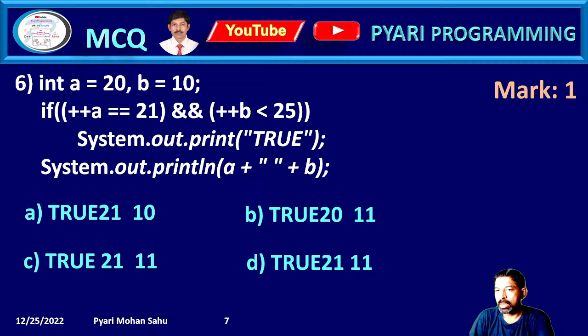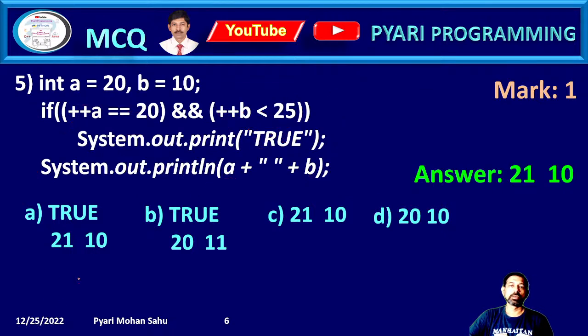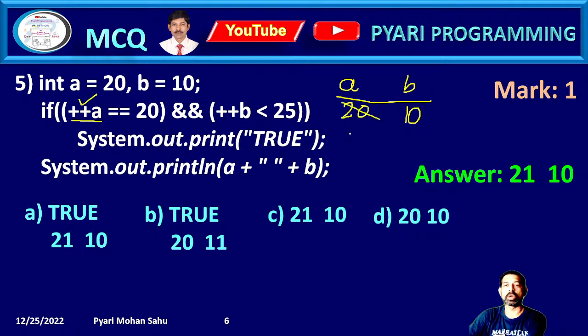Sir, can you repeat please again? Which one? The previous one? Now for a dry run, let me change the color. You might not be able to see this properly. So I'm having a variable called A and a variable called B. Now when I come over here, ++A, it is pre-increment. The initial value of A is 20 and the initial value of B is 10. Now this is the pre-increment, so 20 becomes 21. And after that, when it becomes 21, is 21 equal to 20?